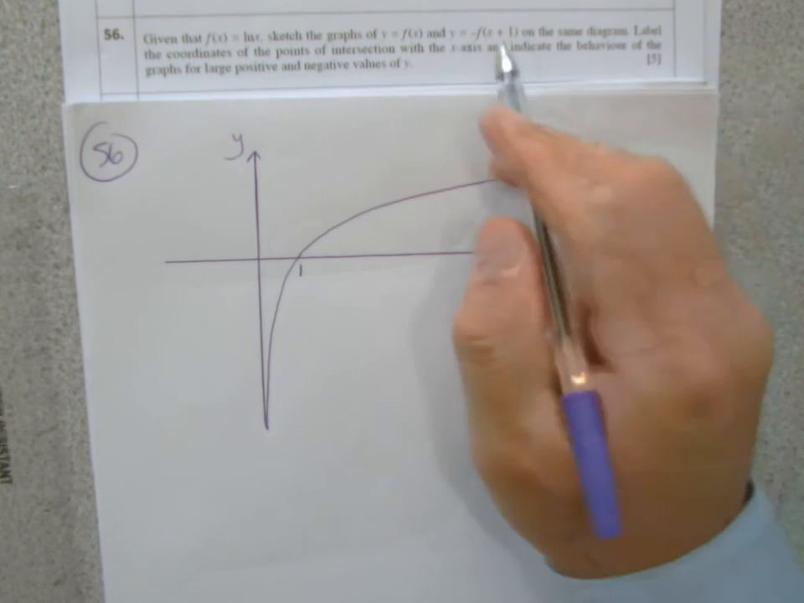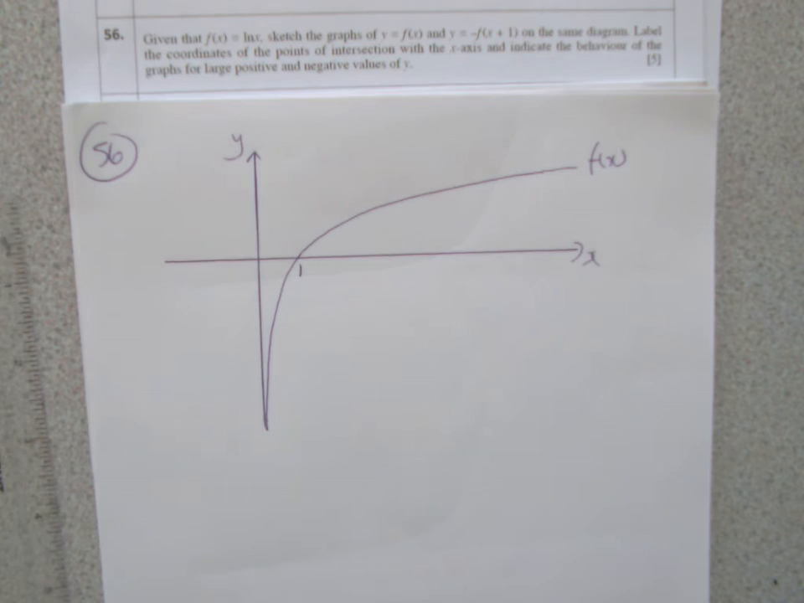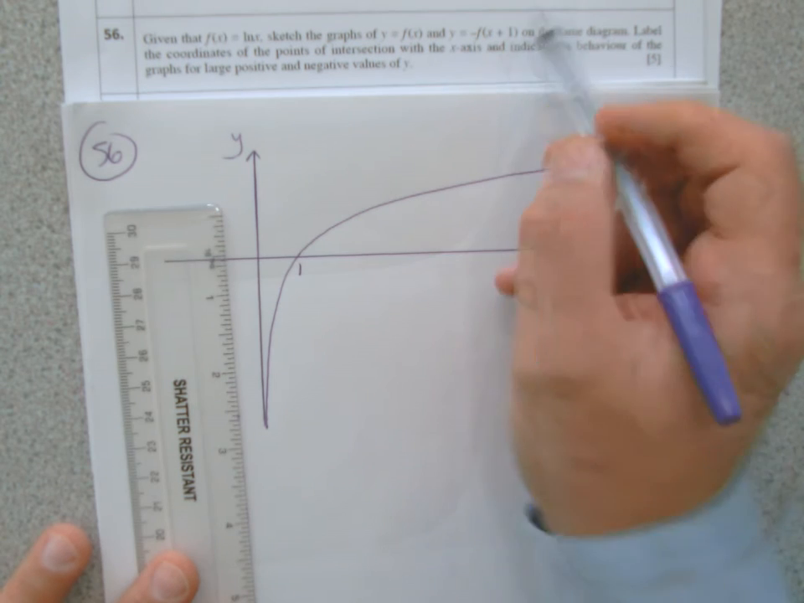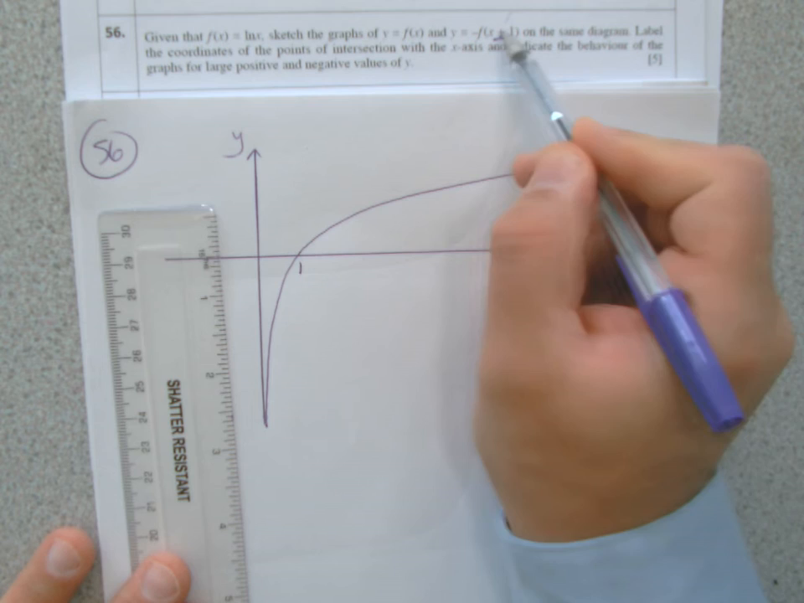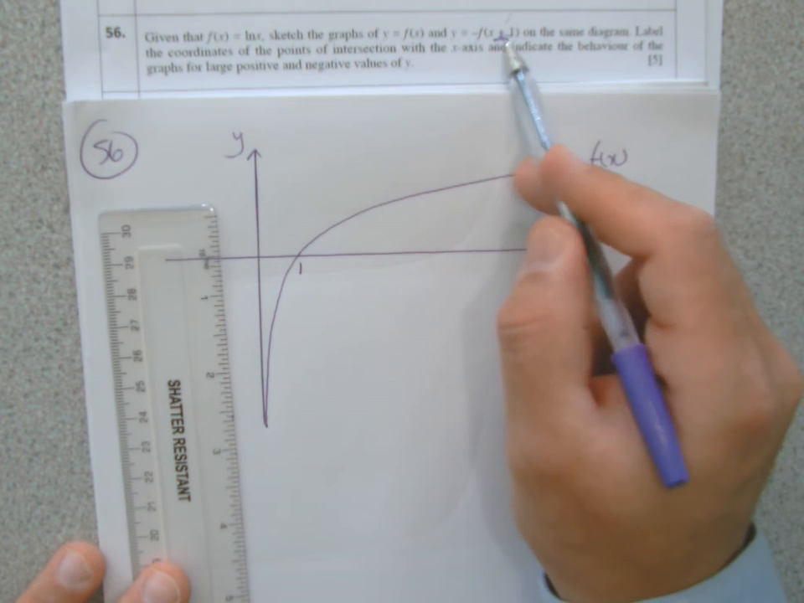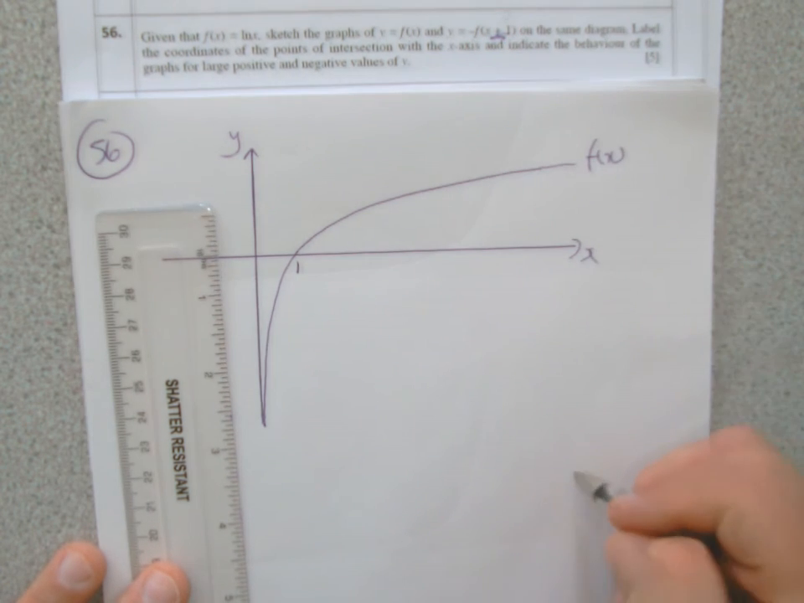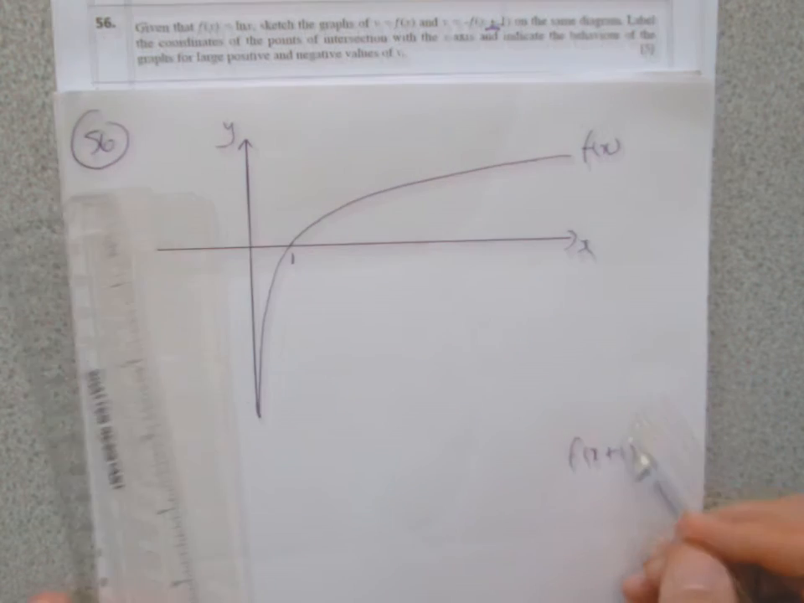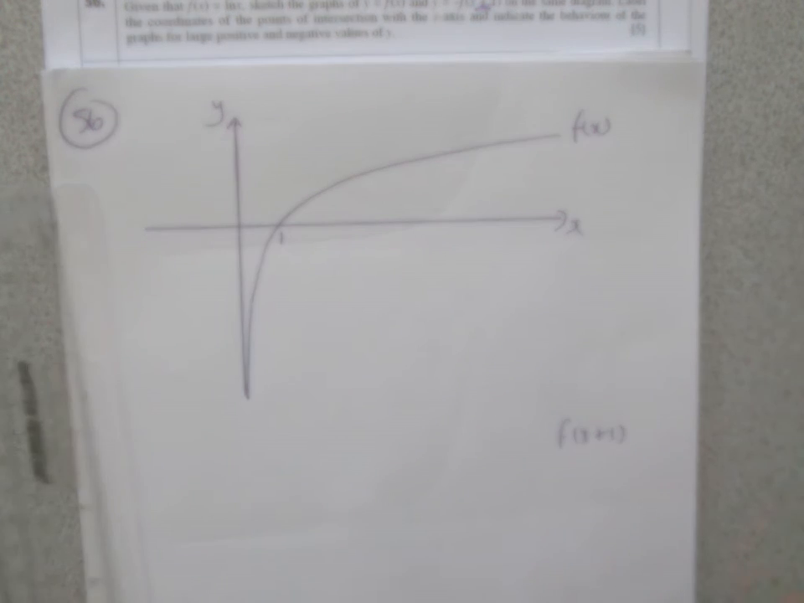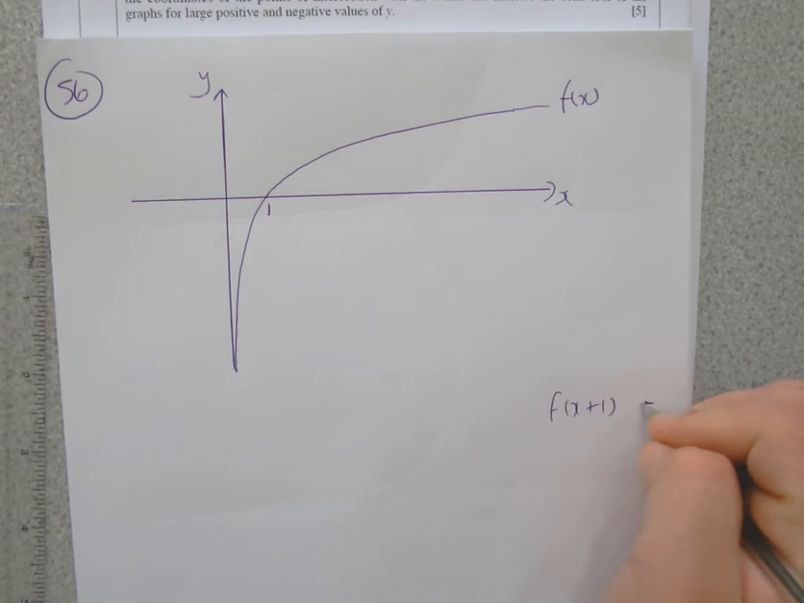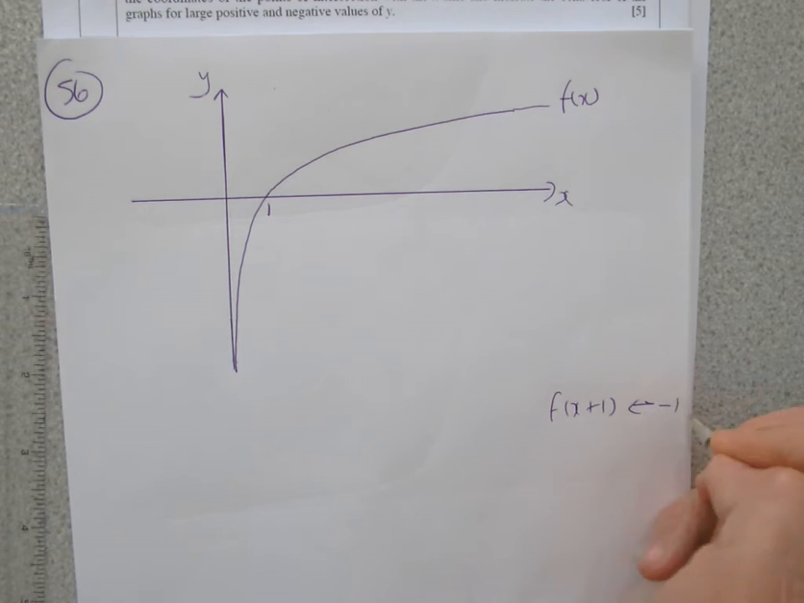Now on the same sketch we've got to draw this, but I'm going to take my time on it to have all the different features on there. When it comes to transformation, as I said before, deal with inside the bracket first. So plus 1, f of x plus 1 it is. I'm not going to worry about that minus yet, I'll do that later. But for f of x plus 1, I'm going to shift along the x-axis inside that bracket. I'm going to take it back minus 1.